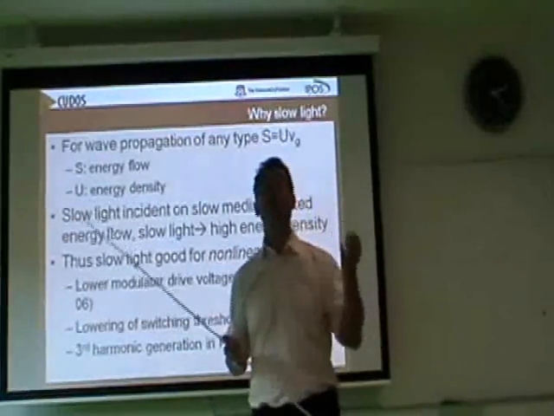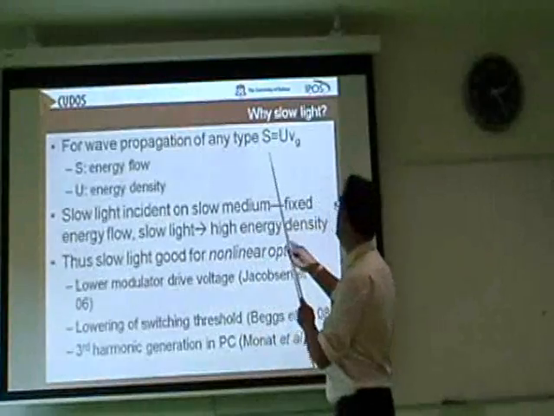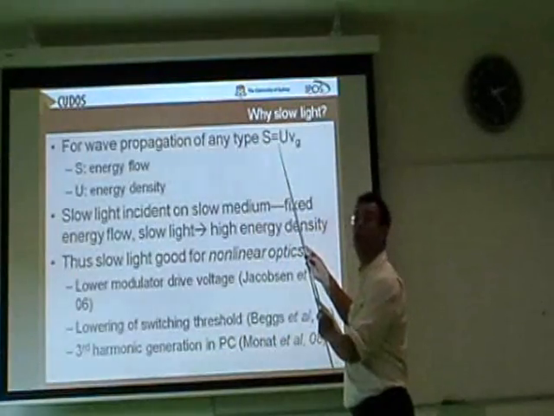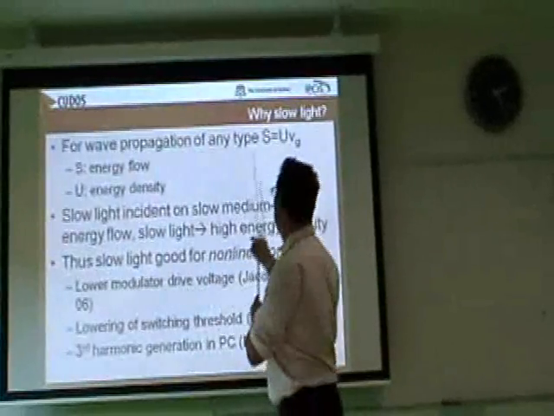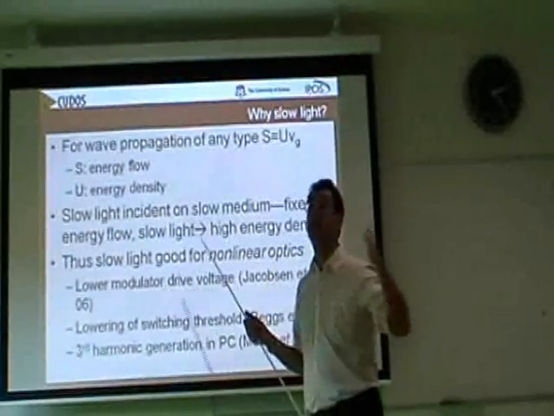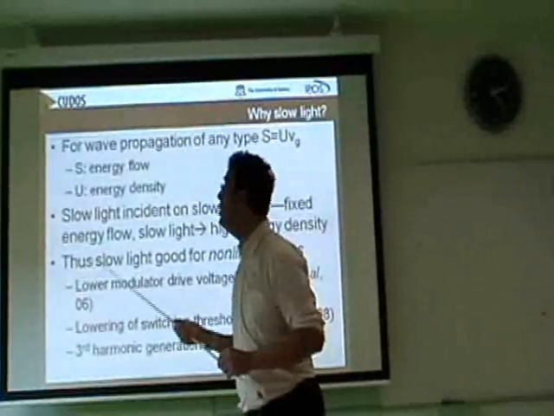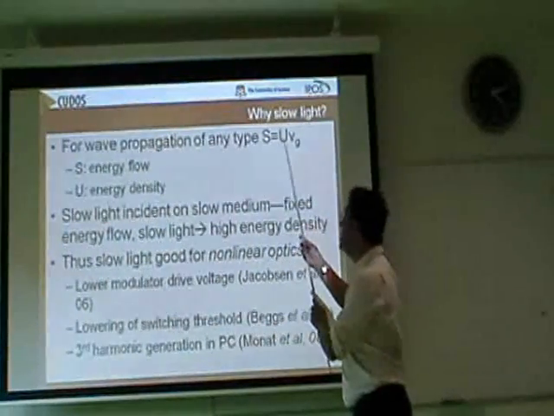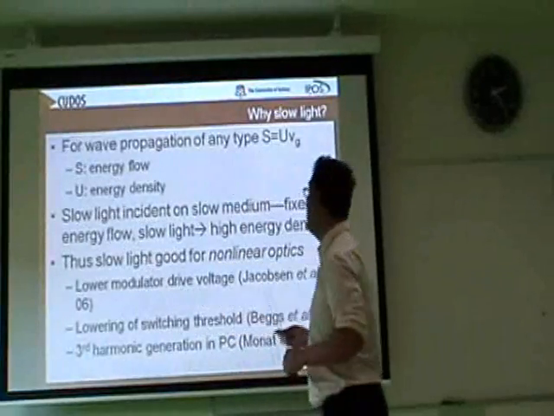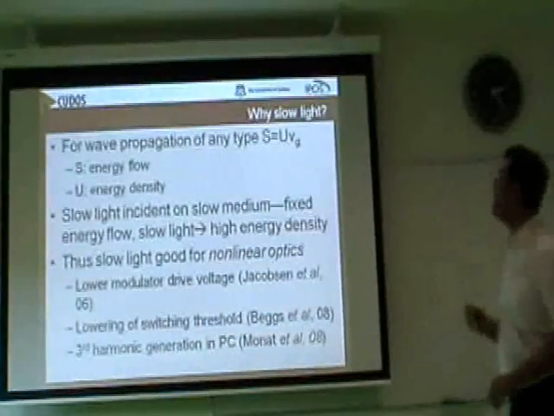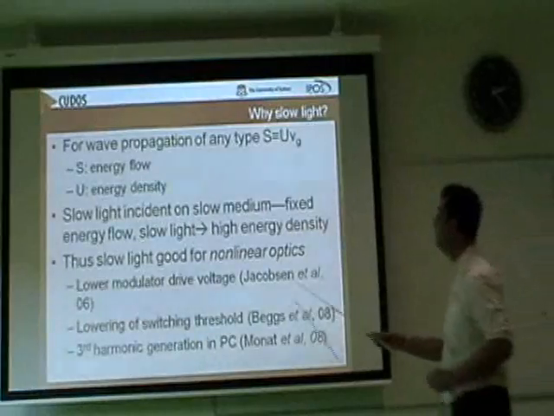Now it turns out that nonlinear optical effects are not sensitive to S, they're sensitive to the energy density U. And so if you have slow light, then if you somehow manage to keep your energy flow the same, which is a different story I'm not going to get into here, you find that your energy density goes up, and therefore your nonlinear optical effects go up. And that is the reason we're interested in that, and many others as well.